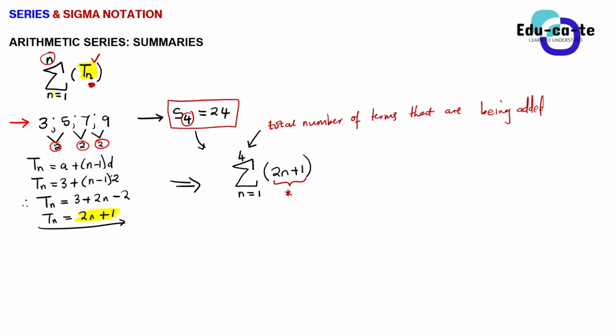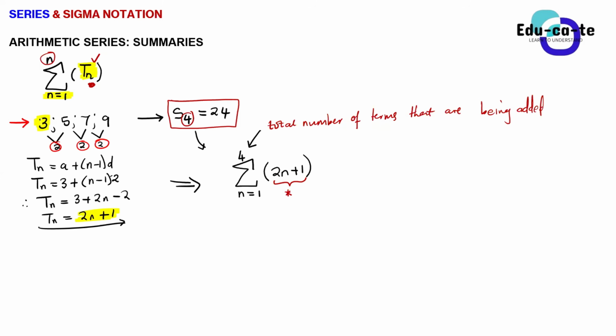Then at the bottom, you are going to start with n equals 1. Why do you start with n equals 1, guys? Because as you were adding these terms, you started by adding the first term, the term at position number 1. So n equals 1 tells us that the lowest position you started adding from was the first term, the term at position 1.